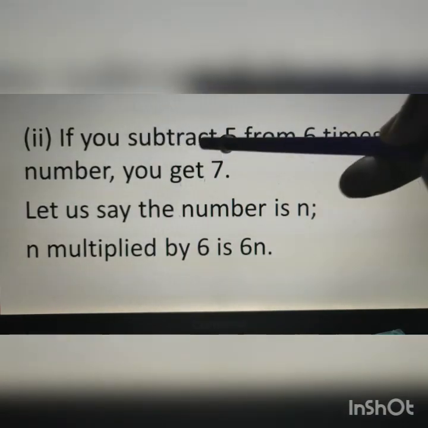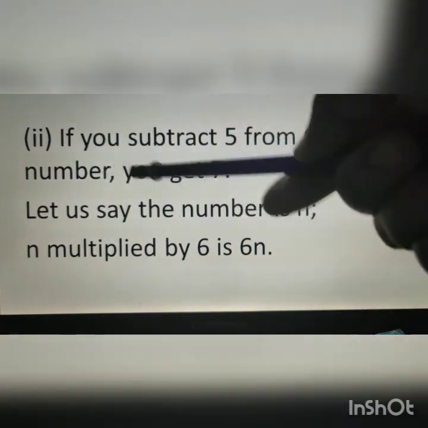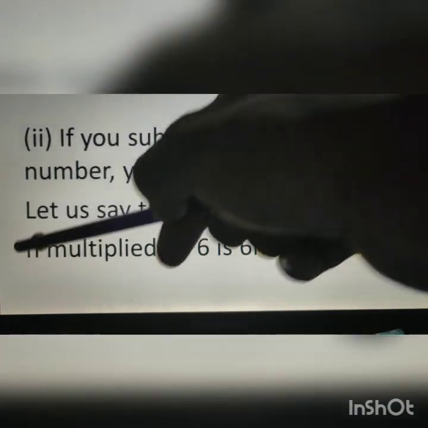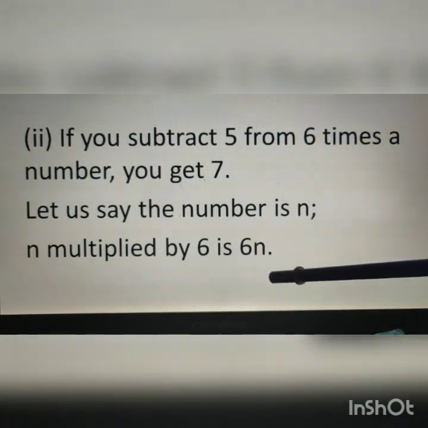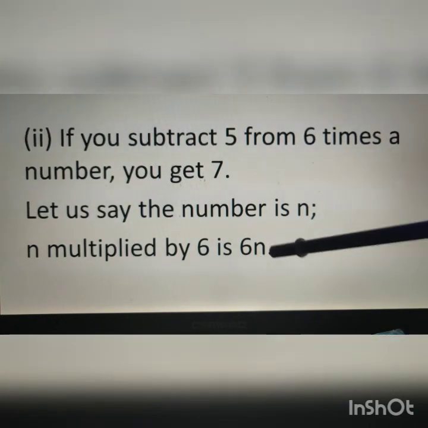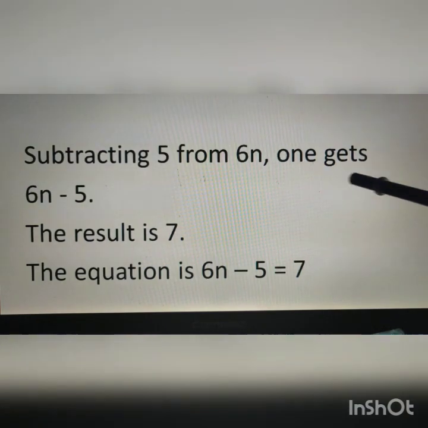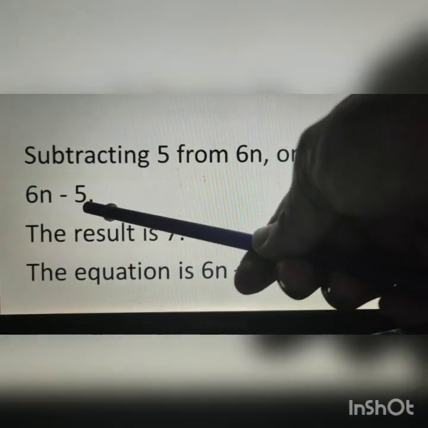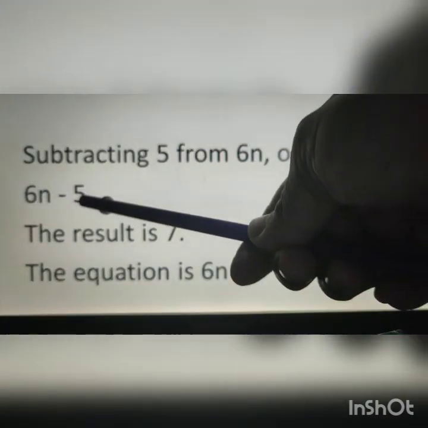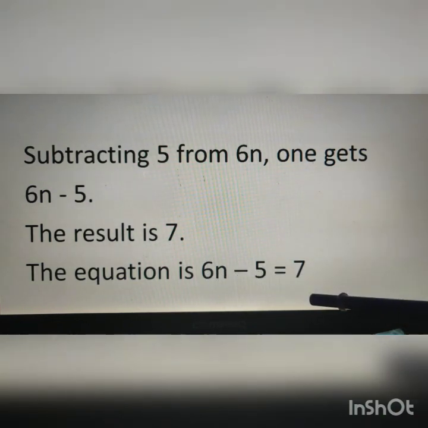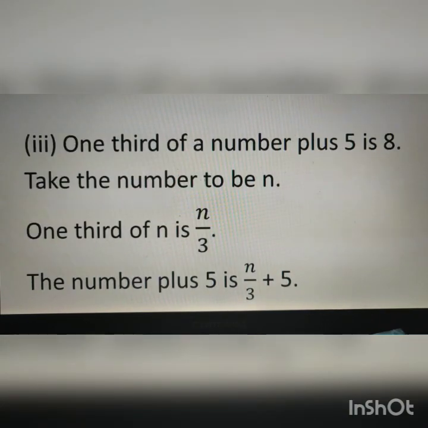Second question. If you subtract 5 from 6 times a number, you get 7. We don't know the number. So let us say the number is n. And 6 times a number, n multiplied by 6, is 6n. And if we subtract 5 from 6n, we can write 6n minus 5. And the result is 7. Therefore the equation is 6n minus 5 is equal to 7. This is the equation.